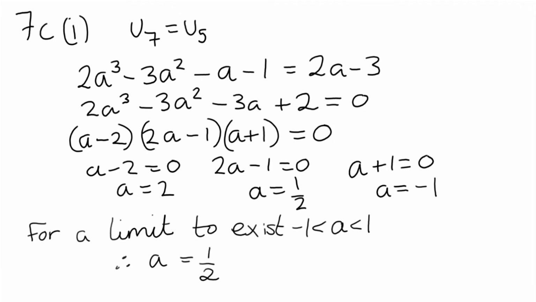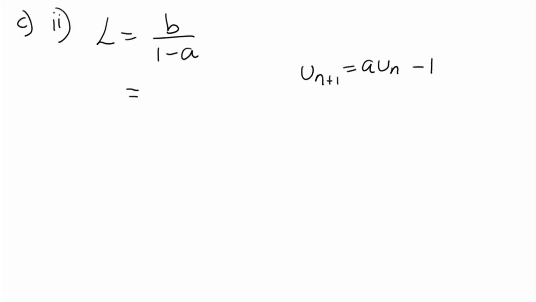This is C part 2. We're actually asked to calculate the limit. So limit equals b over 1 minus a. And remember, you always have to say that a limit exists because a falls between -1 and 1, but I've already mentioned that, so I'm not going to say it again. Okay, to get your b, let's go back to the original recurrence relation. That was un plus 1 equals a un minus 1. So our a was a half, and our b is the -1. So -1 over 1 minus a half, -1 over a half, multiply your 2 up, so -2.